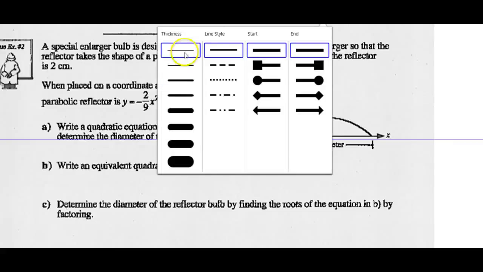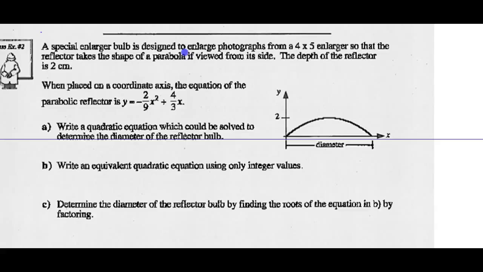All right. So if we're looking for the diameter, that occurs at the two x-intercepts. So I want to set the y value equal to 0. So 0 equals negative 2/9 x squared plus 4/3 x. B, write an equivalent quadratic equation using only integer values.